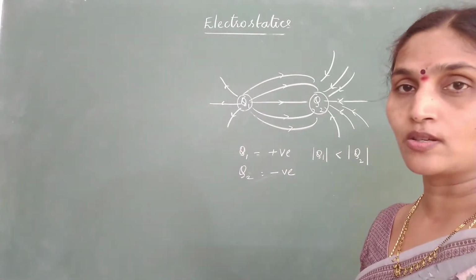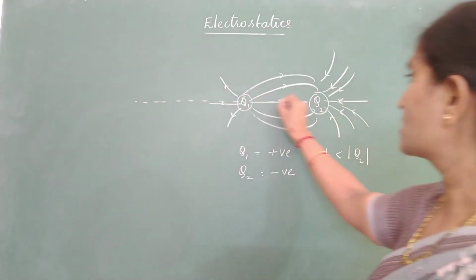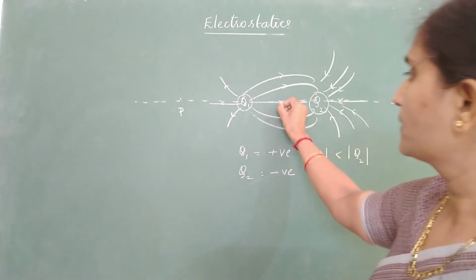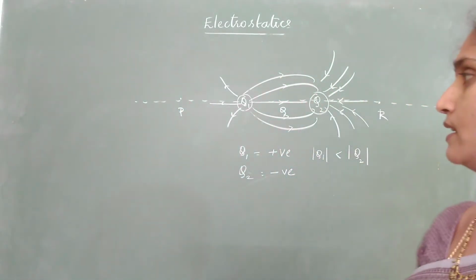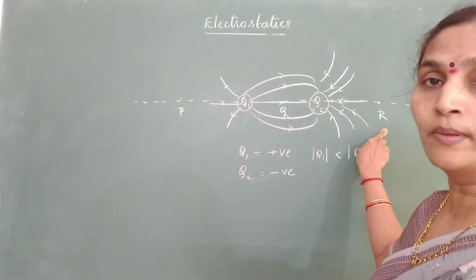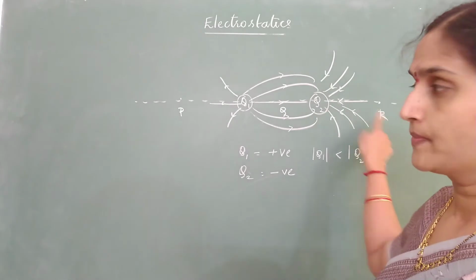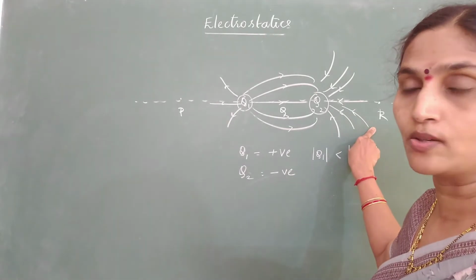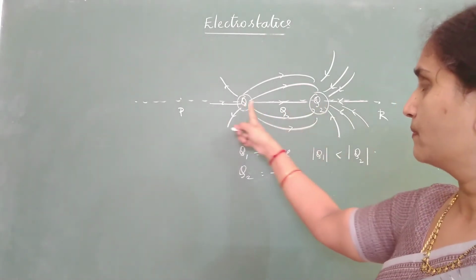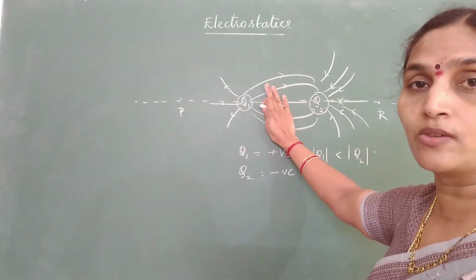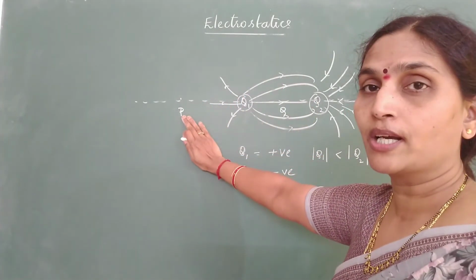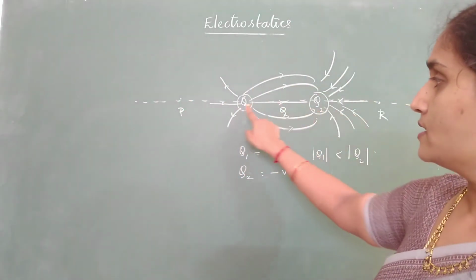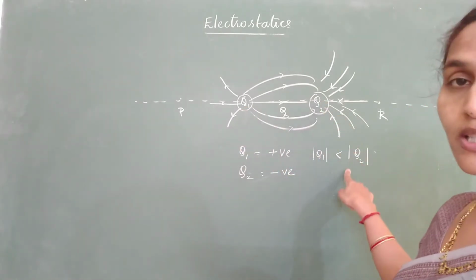And third point, they may ask you, okay, if I consider this as a line passing through their centers, I will name these points as P, Q and R. At which point is there a probability of the net field becoming 0? Again I am giving you a question, at which point P or Q or R the net field may become 0. See, definitely answer is not Q, because field line is moving from Q1 to Q2, field cannot be 0 in between them. So there is a probability of field becoming 0 at P or R, but which is the correct answer? See, I told you magnitude of Q1 is less and Q2 is more.